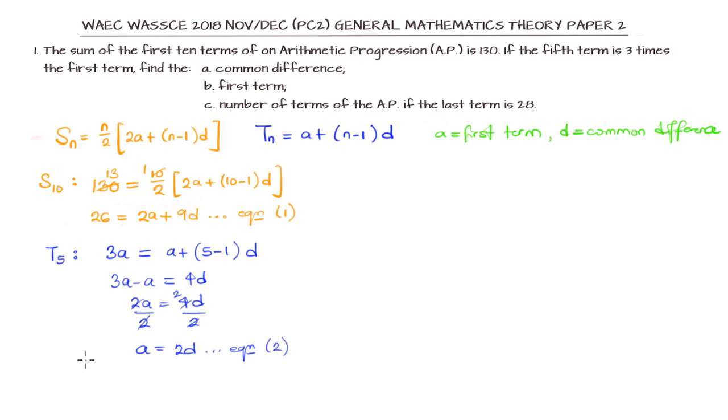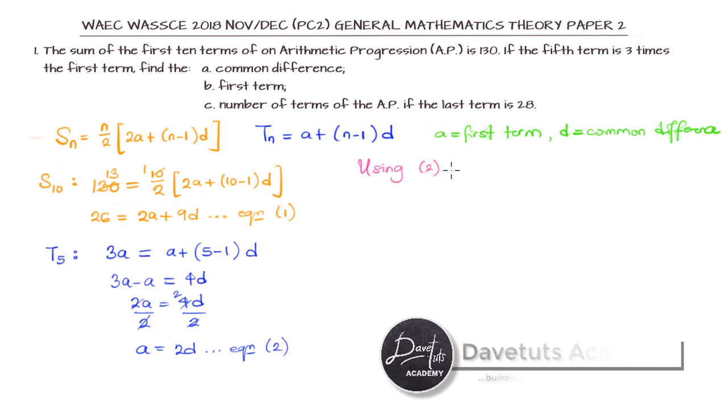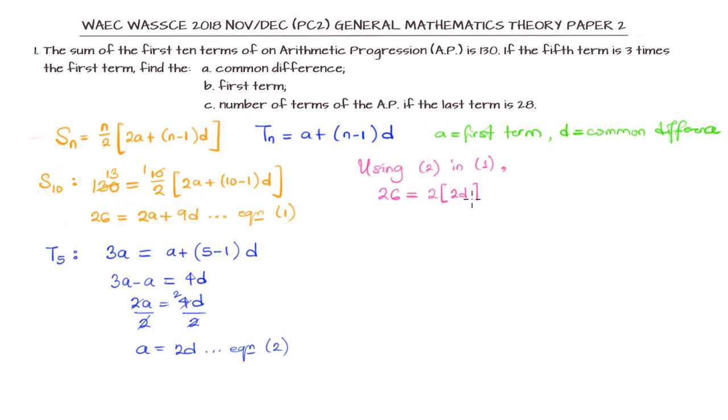And we have a set of simultaneous equations that we can solve with whatever method is suitable for us. Looking at this, substitution is looking quite good. So we can say, using equation 2 in equation 1, that will give us 26 is equal to 2a, but instead of a, we now use 2d, plus 9d. That will give us 26 is 2 times 2d, which is 4d, plus 9d. Then that is 13d, and d will be 26 over 13, which is equal to 2.